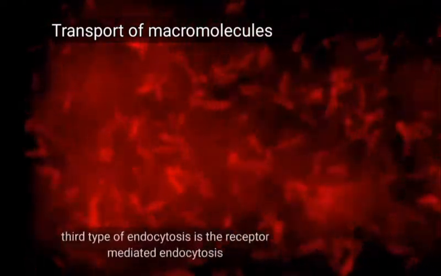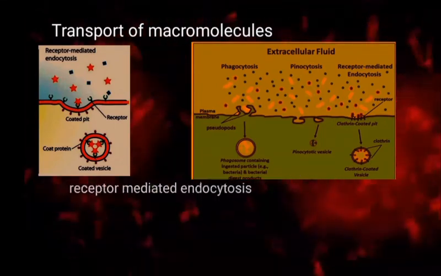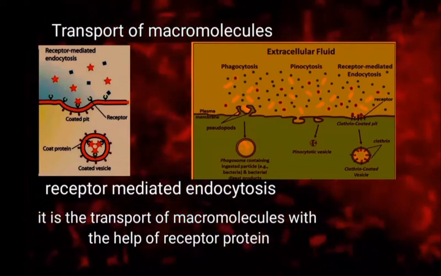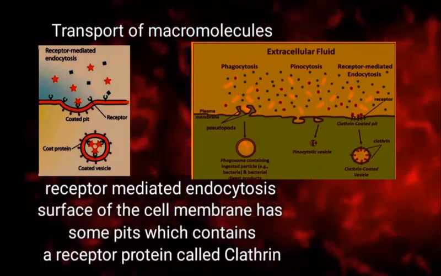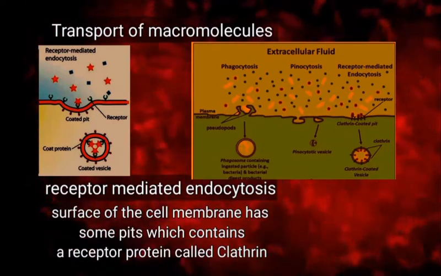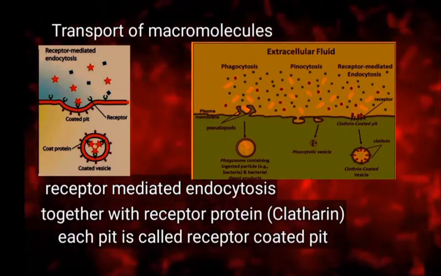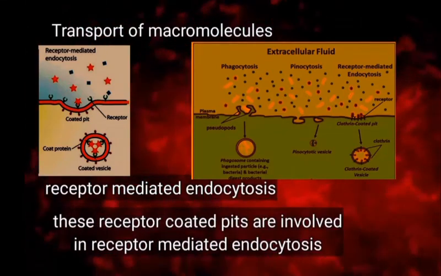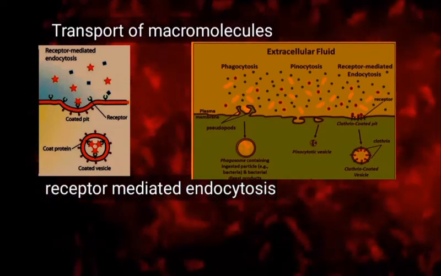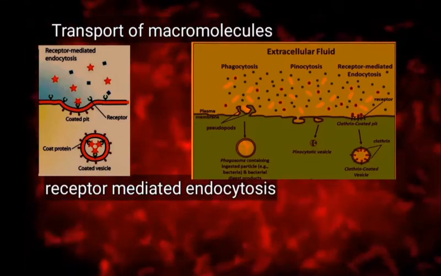And the third type of endocytosis is receptor-mediated endocytosis. Receptor-mediated endocytosis is the transport of macromolecules with the help of receptor protein. The cell membrane has some pits which contain a receptor protein called clathrin. Together with the receptor protein, each pit is called a receptor-coated pit. These receptor-coated pits are involved in receptor-mediated endocytosis. Now let us shortly discuss the mechanism of receptor-mediated endocytosis.